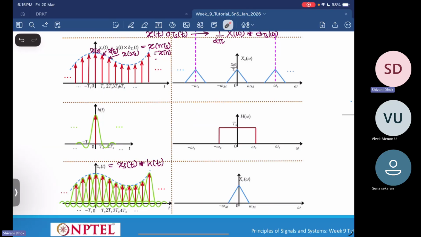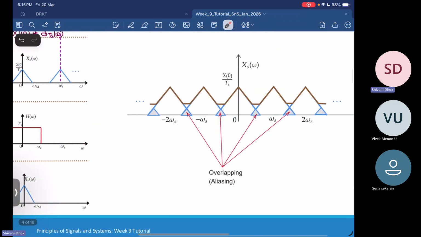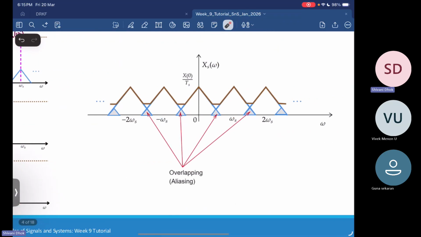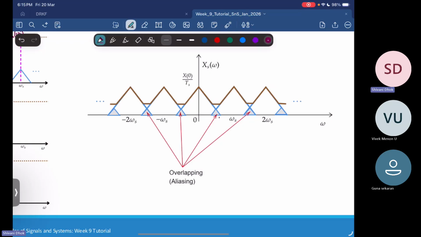So now this is possible only when these replicas do not overlap. But if those replicas overlap, you get a situation which is something like this. So what is happening? This is your omega m, this is your omega s minus omega m. So if your omega s minus omega m is less than omega m, or in other words, your omega s is less than 2 times omega m, then no reconstruction.